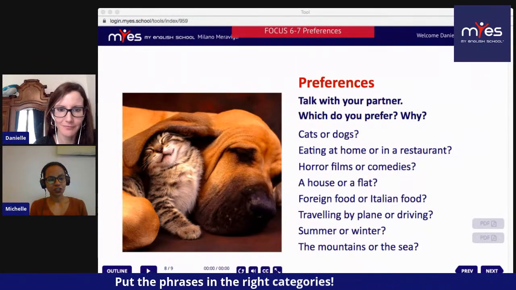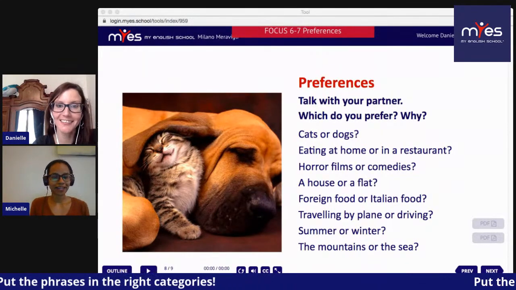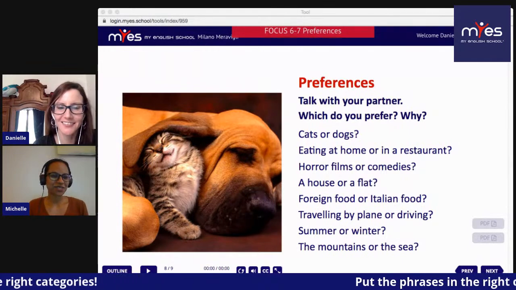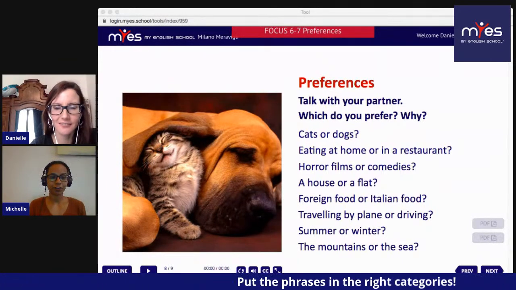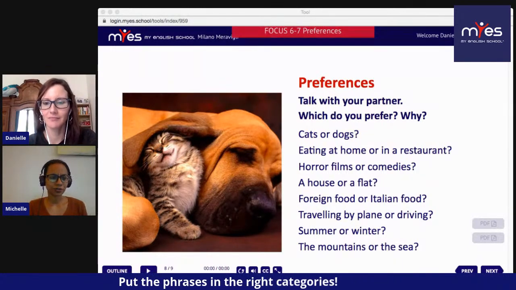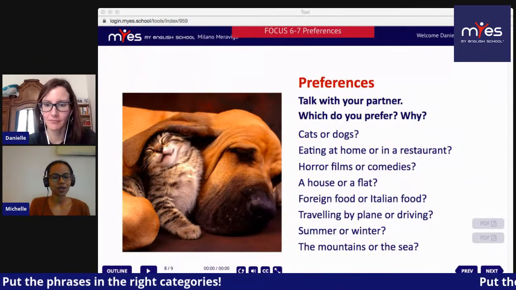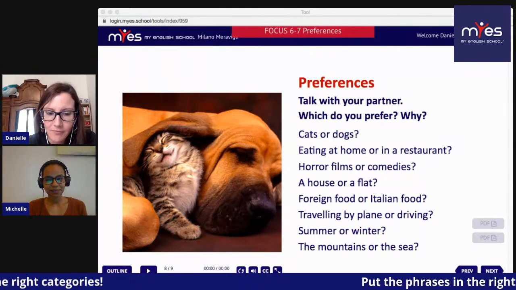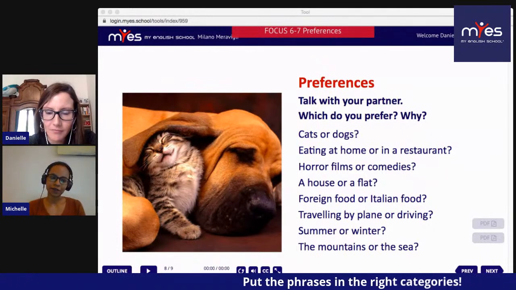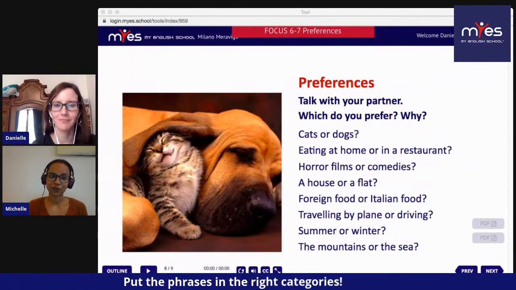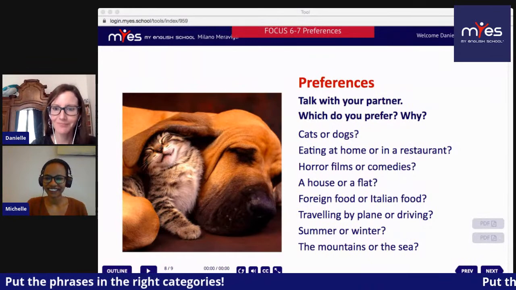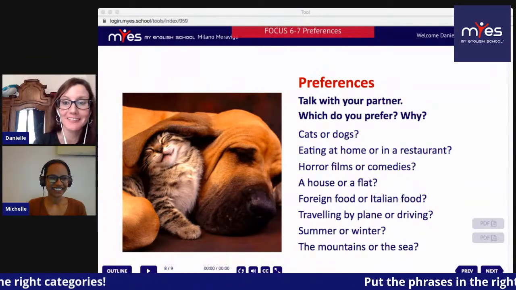Definitely, I prefer dogs over cats. Oh, okay. Because dogs are so full of energy and they're so loving and affectionate. Whereas cats prefer if you leave them alone and let them do their own thing. Yeah, that's true. I prefer dogs as well.